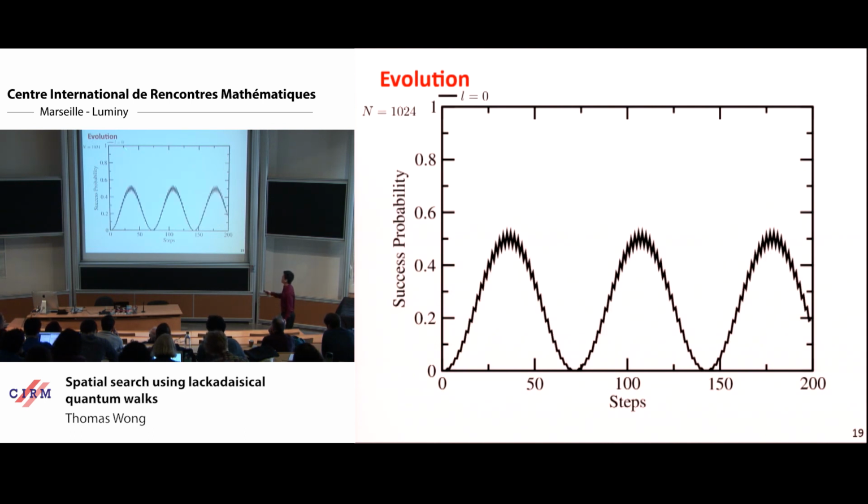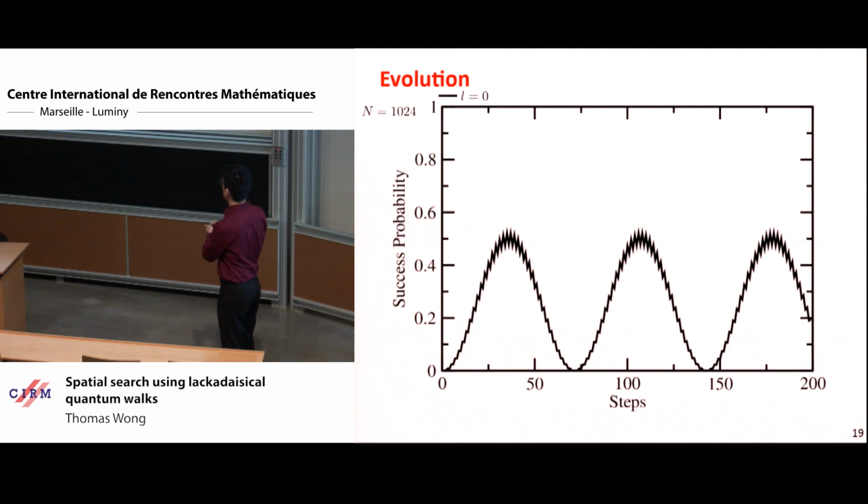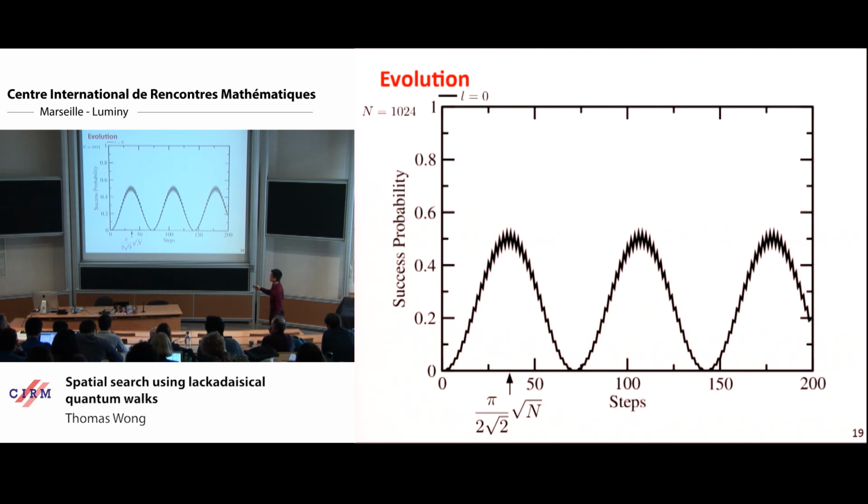With no self loops, or when L is zero, the success probability starts at 1 over 1024, which is pretty small. As you keep applying this query, coin, shift over and over, the success probability builds up. More and more probability builds up at your marked vertex until it reaches a peak of a half. Then it goes down and keeps going up and down like that. The time at which you reach your max success probability is order square root of n, which is Grover's order root n runtime. Since the success probability is a half, on average you'll have to run the algorithm twice before you find the marked vertex. But if you double your runtime, it's still order square root of n, so you're fine.